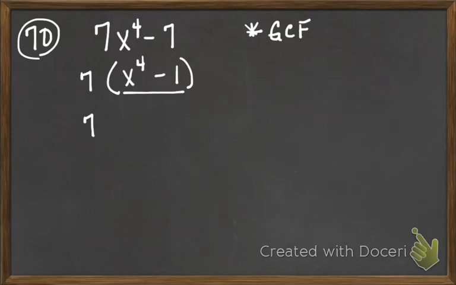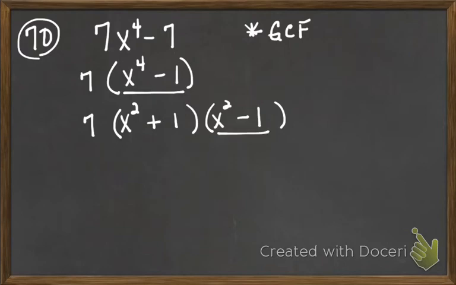But x to the 4th minus 1 is the difference of two perfect squares. It's one of those binomials that we know how to factor. So we're going to factor into two binomials. We're going to need an x squared times an x squared. We're going to need a positive 1 times a negative 1. And again, we're going to look at our factors. 7 cannot be factored again. X squared plus 1 is the sum of squares, and that is not factorable.